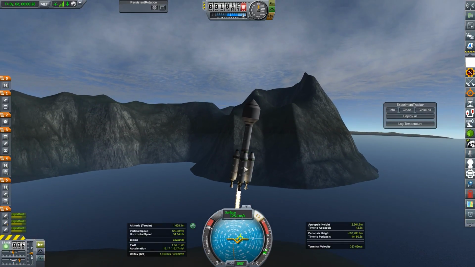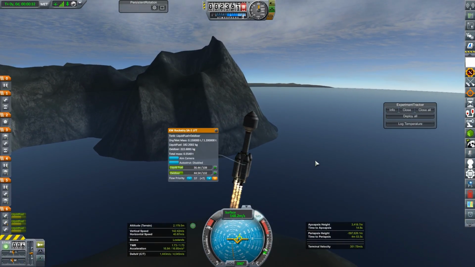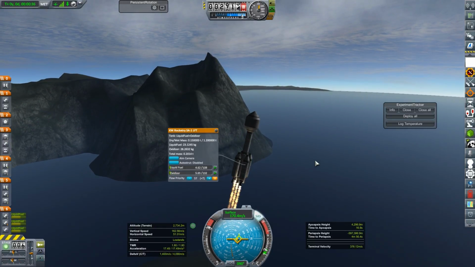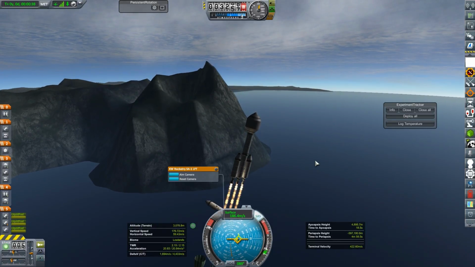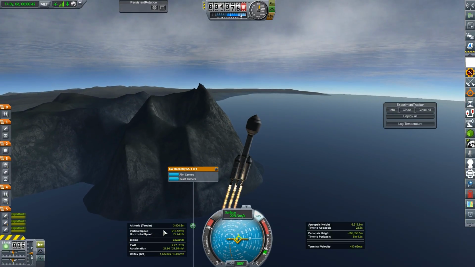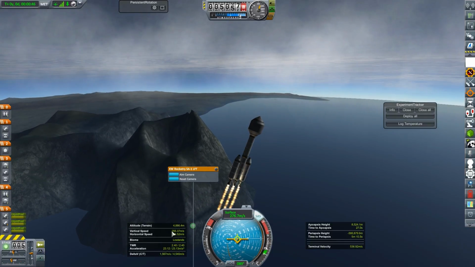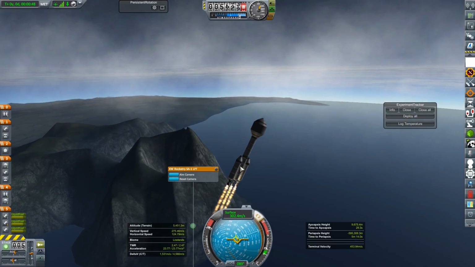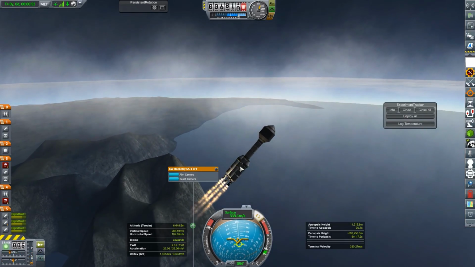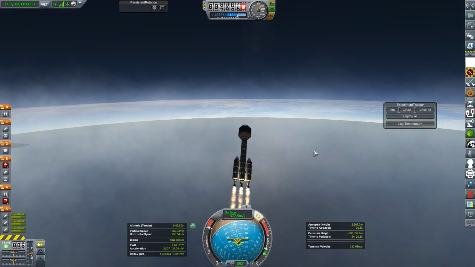So what I'm going to try to do for this launch is pay attention to this so I can jettison this when it's empty, because I don't want to carry it around. So I'm going to try to keep my vertical speed below 350. And I have to turn around so that these tanks will fall to gravity instead of colliding with my rocket.